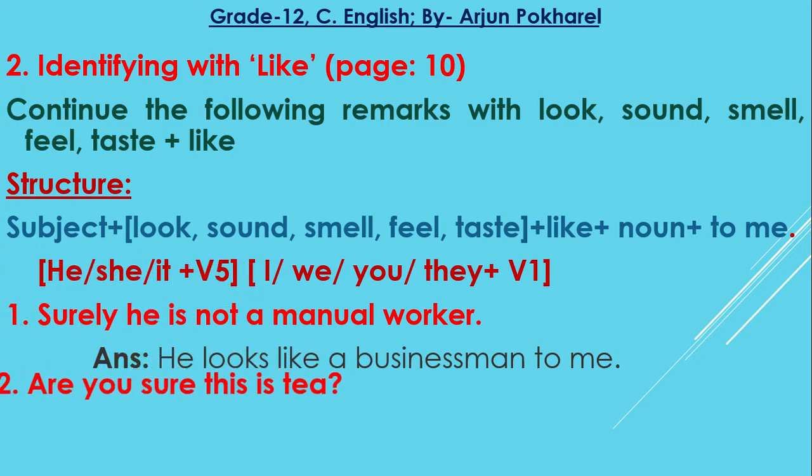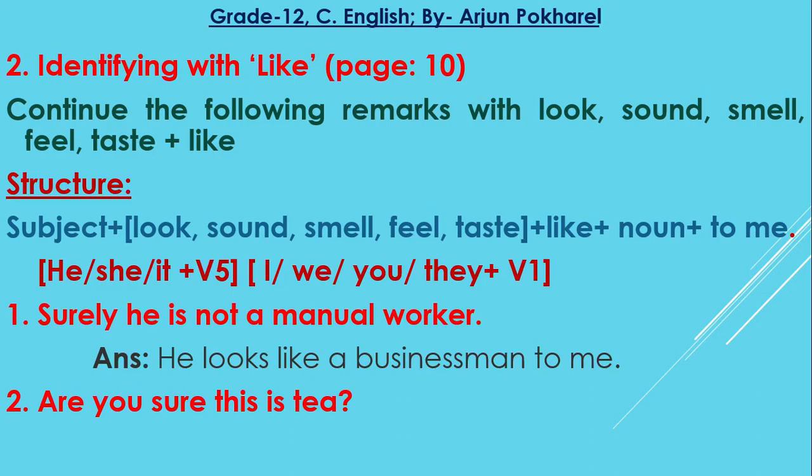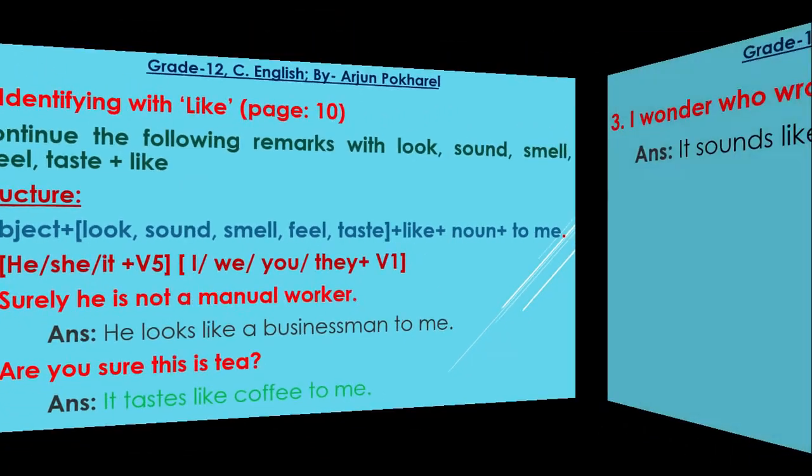Now next one: are you sure this is tea? Are you sure this is tea? It means this may not be tea, this is something else. It tastes like coffee to me. Whether it is tea or not is identified by our taste, by our tongue. That's why it tastes like coffee to me. In this way, you have to give your answer.